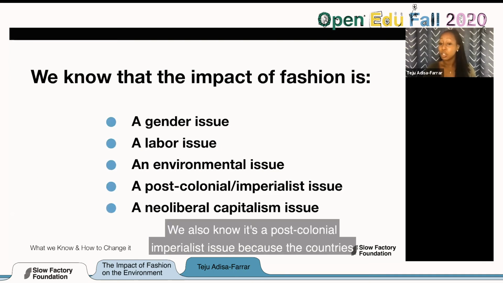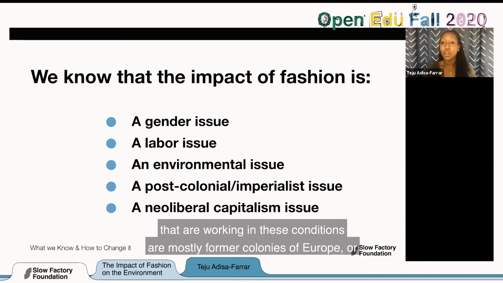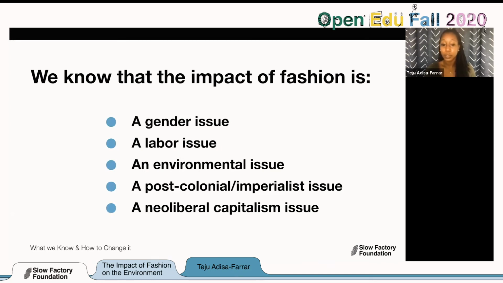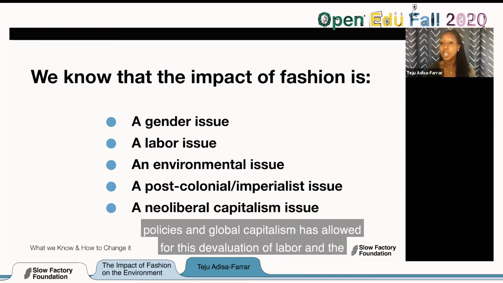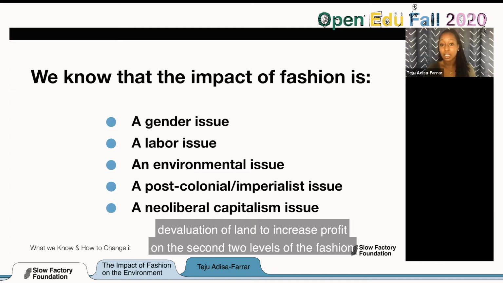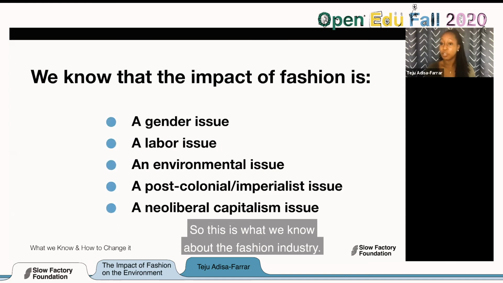We also know it's a post-colonial imperialist issue because the countries who are working in these conditions are mostly former colonies of Europe, or have imperial relationships with the US through trade agreements, world trade agreements, foreign treaties, etc. We also know it's a neoliberal capitalism issue because neoliberal policies and global capitalism has allowed for this devaluation of labor and this devaluation of land to increase profit on the second two levels of the fashion industry. So in the consumer side and on the advertising and promotion side. So this is what we know about the fashion industry.